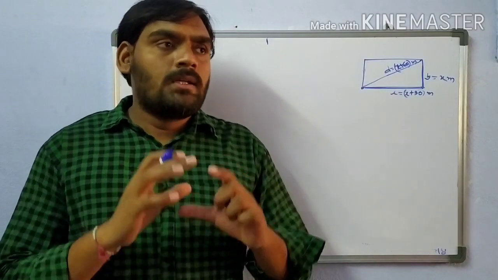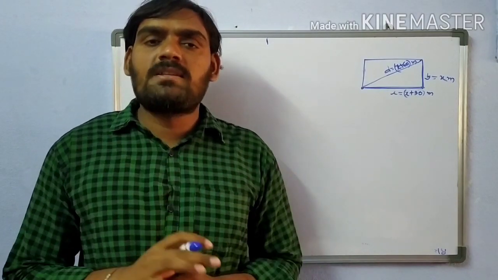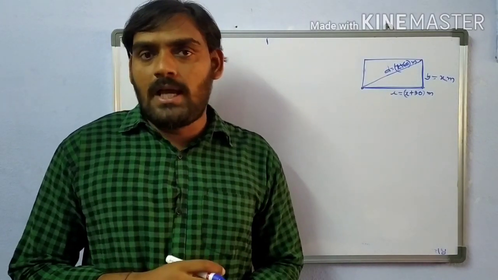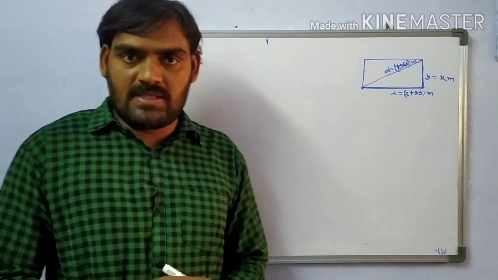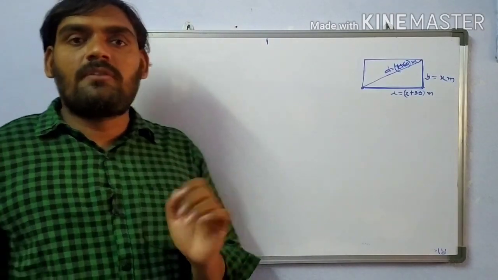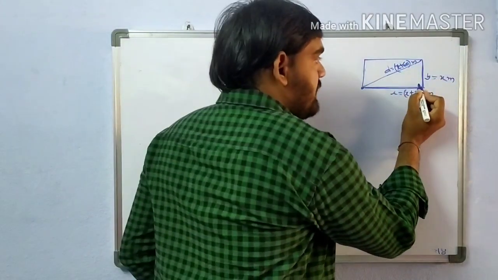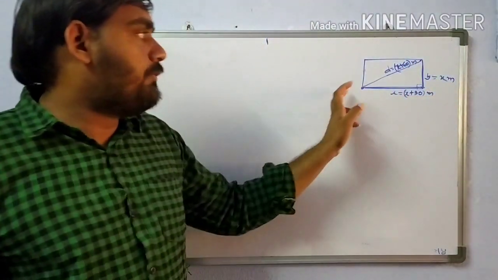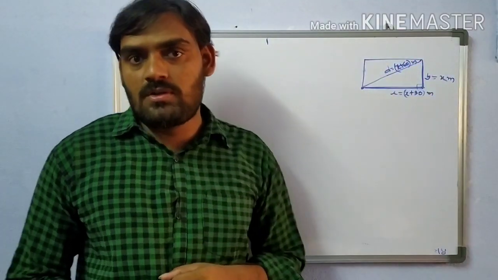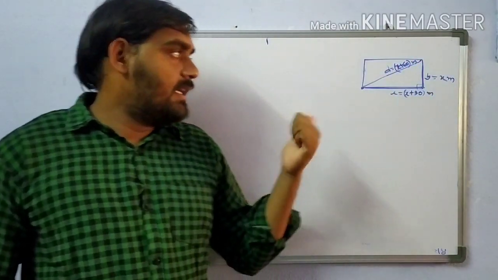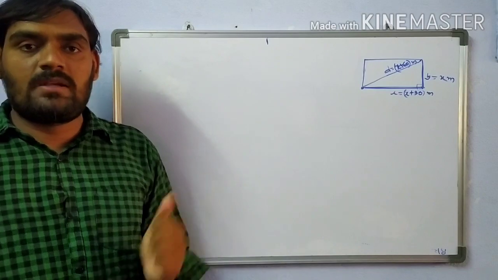Normally, when I give you a rectangle, what is the formula to find the length of the diagonal? Square root of L square plus B square. Why do we take the square root of L square plus B square? Because it is a right angle triangle, and the diagonal is the hypotenuse. At that time, D equals square root of L square plus B square.